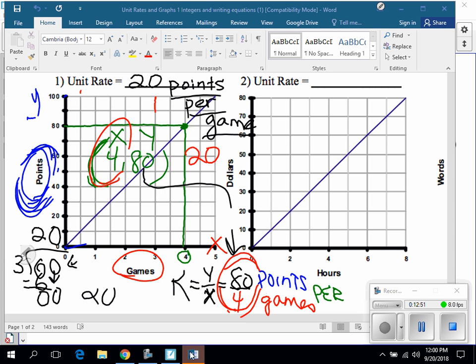Remember when I told you that K represented the word constant? It's another word for unit rate. Well, that's because the unit rate is constant throughout when you have a proportional relationship. So any point you choose along this grid, except for (0, 0), is going to give you the answer of 20. So I could have chosen any coordinate to find my answer. And we'll do more of this in another video. I think that's enough for this video.